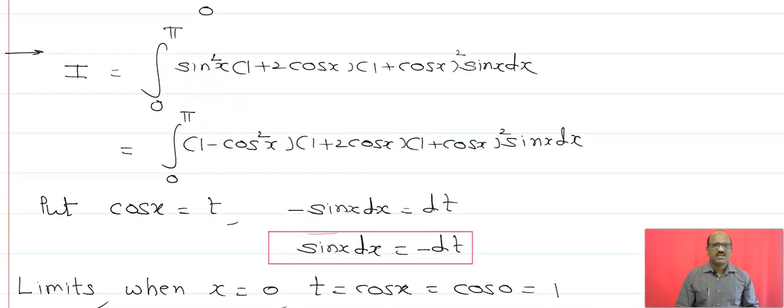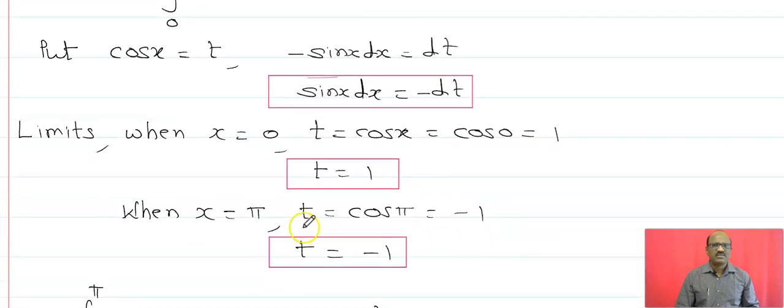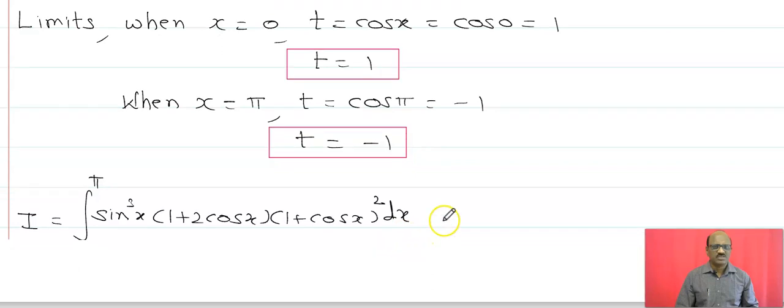Now this sin square x can be written as 1 minus cos square x into 1 plus 2 cos x into 1 plus cos x bracket square into sin x dx. Put cos of x is equal to t. What about its derivative? Minus sin x into dx is equal to dt. Therefore, sin x into dx is equal to minus dt. When x is equal to 0, t is equal to 1. When x is equal to pi, t is equal to minus 1.